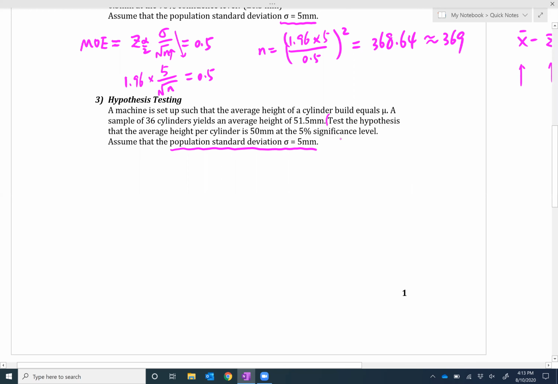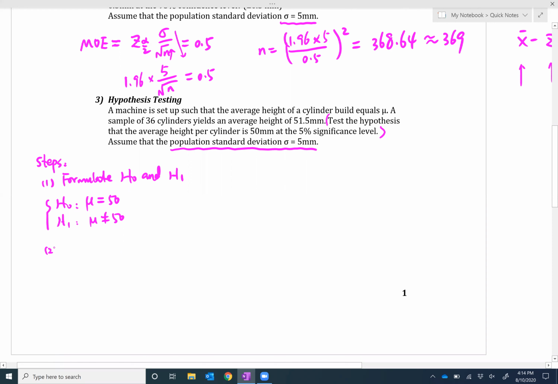Now, this is a different problem. Test the hypothesis that the average height per cylinder is 50 millimeters at the 5% significance level. Now, the approach: we have the classical approach, where we compare with critical values. Now the steps. The first step, formulate the null hypothesis and alternative hypothesis. The null hypothesis is mu equals 50 millimeters, and the alternative hypothesis is mu does not equal 50 millimeters. Because the question is to test the hypothesis that the average height per cylinder is 50 millimeters at the 5% level, so it is or is not.